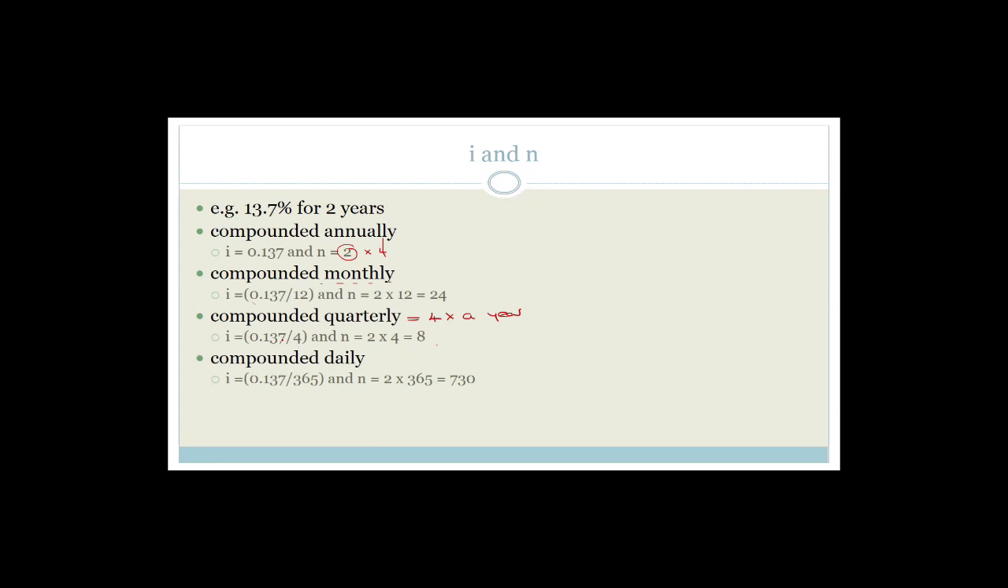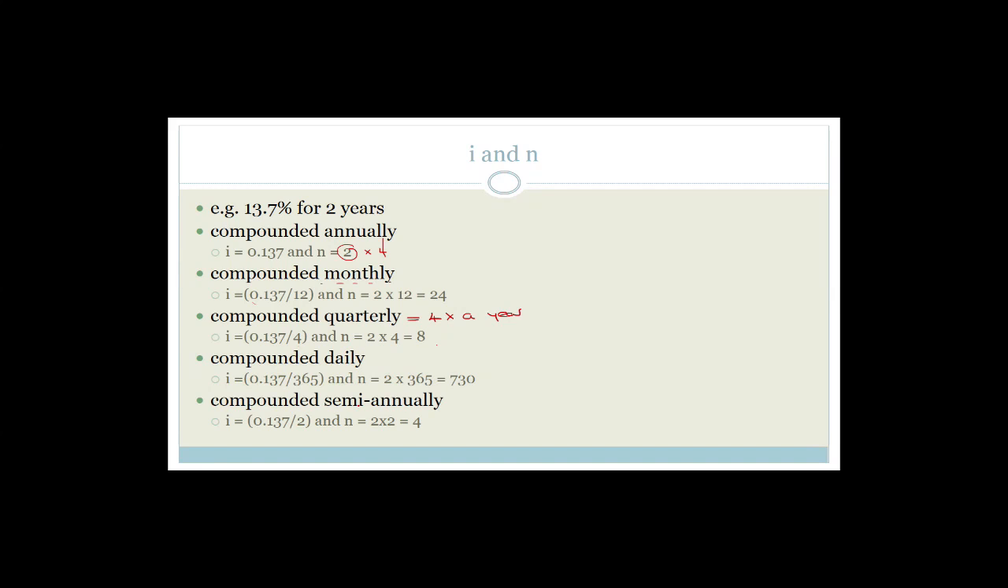Or if it's compounded daily, we can take the interest and divide by 365. And we'll take the number of payments, which is 2 years times 365, and that's 730. And I know that there's some people out there going to go, oh, but the 365 and a quarter days. Okay, no, we're not worrying about the quarter. We're talking just about full days. Okay, so it's 365.